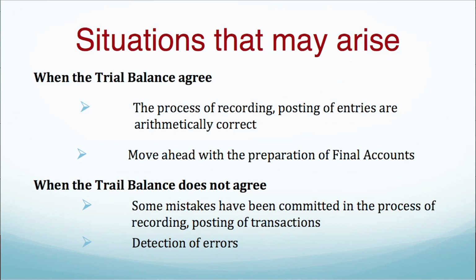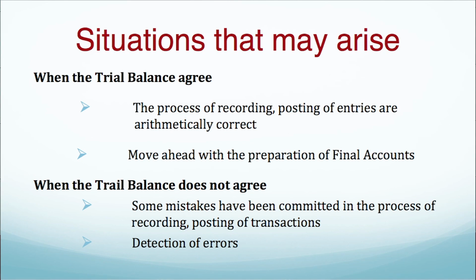When the trial balance agrees, it indicates that the process of recording the transactions in the journal, then posting them in the ledger, is arithmetically correct. Secondly, it gives us the indication to move forward for the preparation of final accounts. So this is all about when the trial balance agrees. But at the same time, we must see the opposite picture, that is, when the trial balance does not agree. There may be situations when the trial balance does not agree.